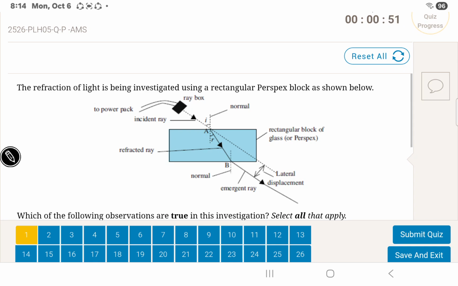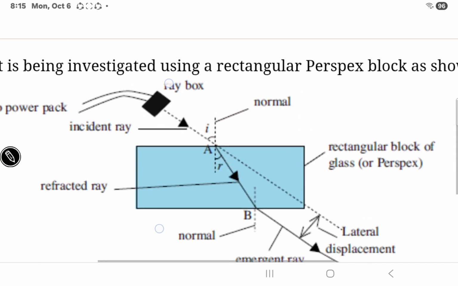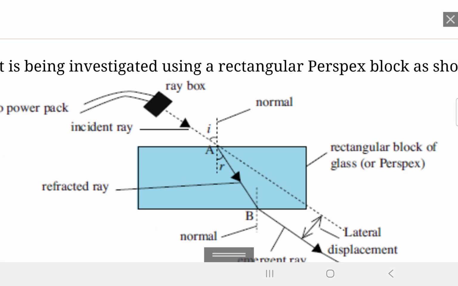The refraction of light is being investigated using a rectangular perspex block as shown below. Which of the following observations are true in the investigation? Select all that apply. If you look at the diagram here, you can easily notice that at refraction at A, the ray of light bends towards the normal. But here at B, refraction is away from the normal. So the refracted ray is away from the normal because this angle is greater than this angle.